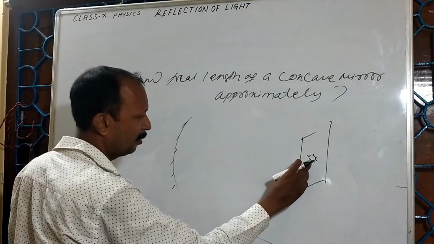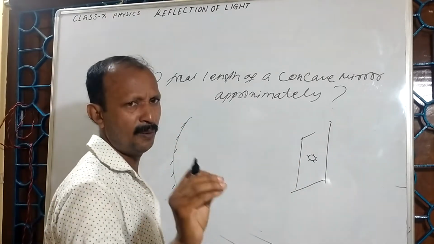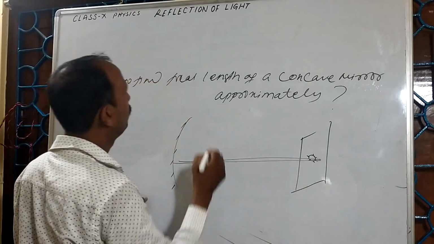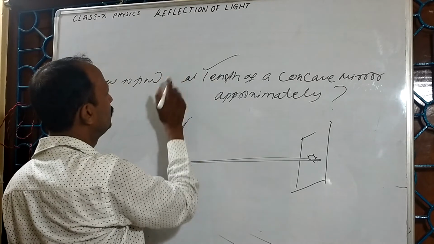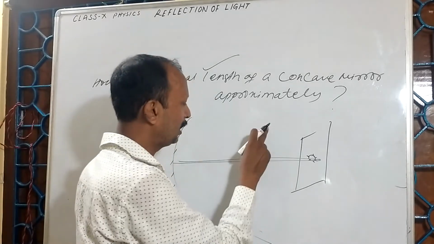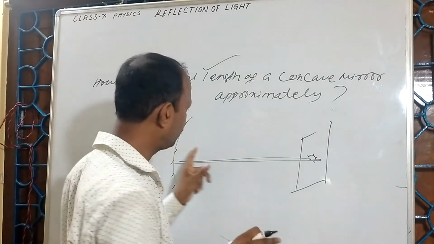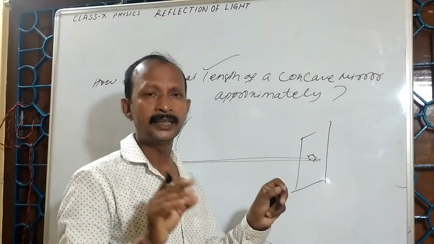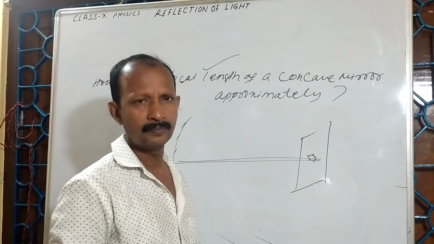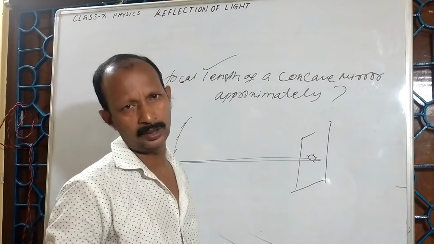So suppose the paper I placed here, I got the image of the sun very small in size. So this distance will give the focal length, because we know that light rays coming from far away are parallel, and the parallel light rays after reflection meet at the focus. That means I have placed the screen or the paper exactly at the focus.